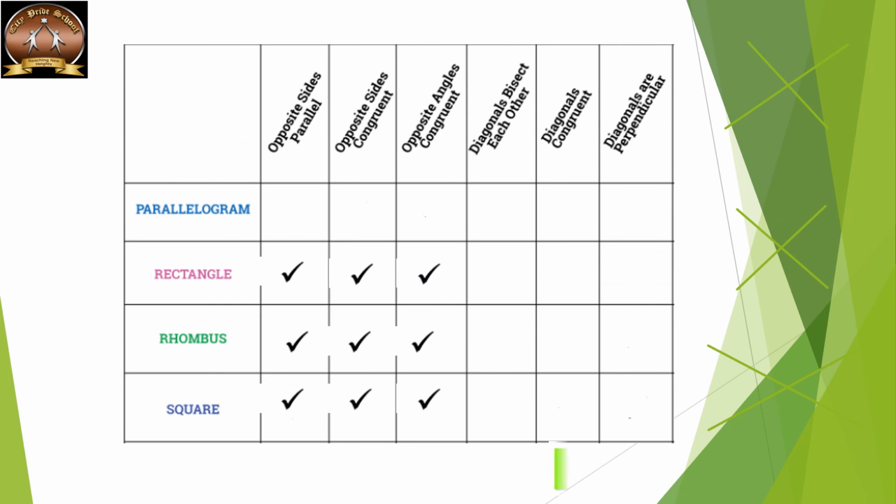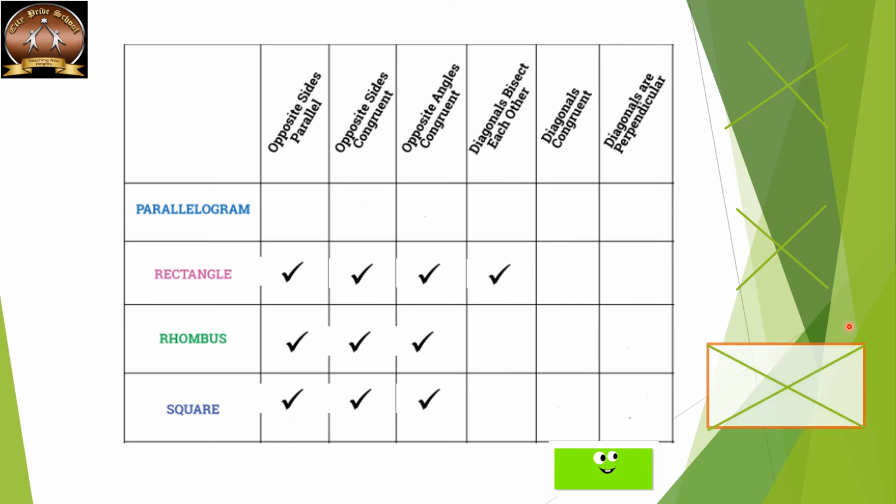Let us check whether this property holds for our rectangle, rhombus and square. We already know that the opposite sides are parallel, opposite sides are congruent and opposite angles are also equal, that is congruent. Now, diagonals bisect each other. If you look at a rectangle, yes, the diagonals bisect each other. So if you see over here, this diagonal will be equal to this and this diagonal will be equal to this. In fact, diagonals of a rectangle are equal to each other, so they bisect each other.